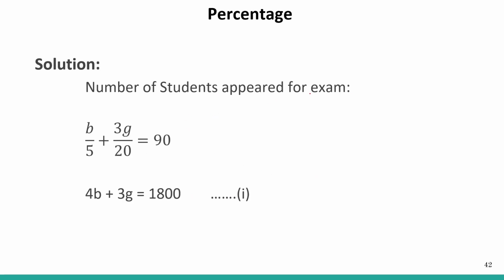The number of students who failed is b by 5 plus 3g by 20, equal to 90. So 4b plus 3g is equal to what? This is implied by multiplying by 20. So 4b plus 3g is equal to 1800.